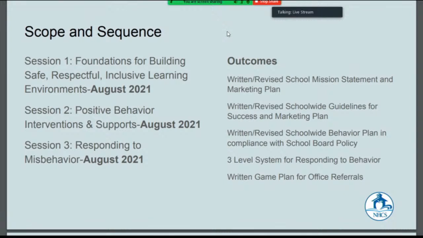In the scope and sequence, we have completed all of the first 3 sessions, and so those outcomes, of course, are those school mission statements and their marketing plan. We're going to hear more from schools and what they're doing with those. Their school-wide guidelines for success. Of course, their school-wide behavior plan, and that's attached to policy 4302 that provides for that school management of student behavior. A 3-level system for responding to behavior, and then what their written plan is, their game plan is for handling office discipline referrals.